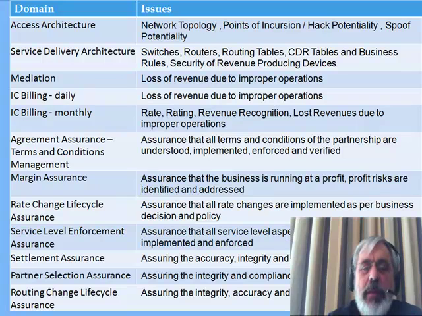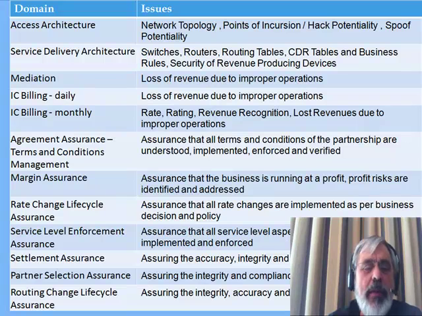These are the different domains that are included in the Interconnect domain coverage area: access architecture, the network topology, points of incursion, the service delivery architecture, switches, routers, routing tables, CDR tables, security rules, the mediation system, interconnect billing, monthly and daily cycles, where we're making sure we don't lose revenue due to problems with the processing of CDRs, or with rating, revenue recognition, or the other billing system monthly cycle risks.